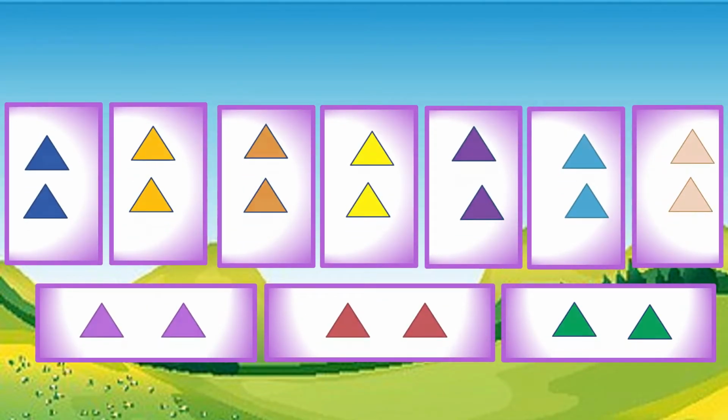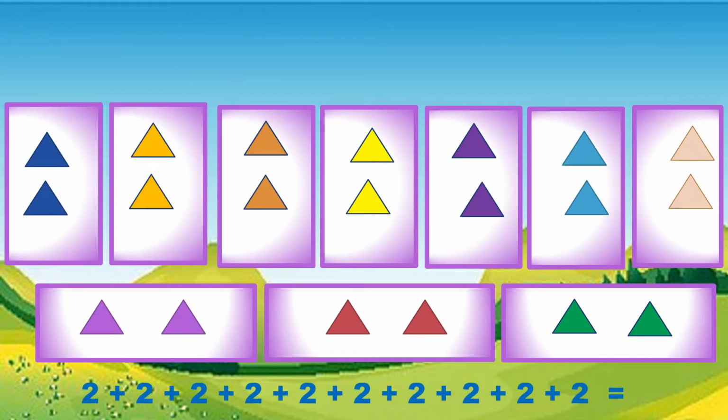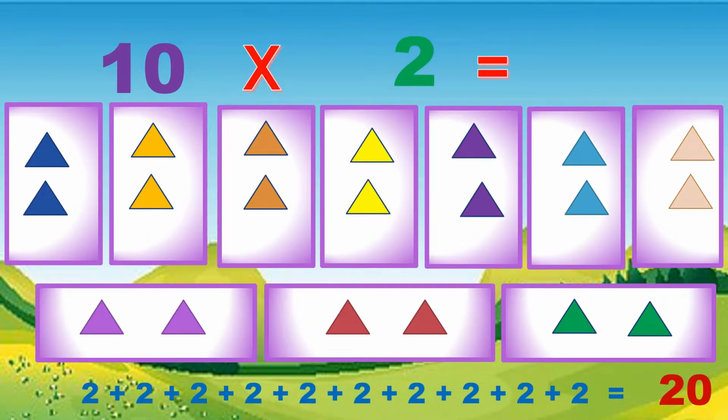10 sets of 2. 2, 4, 6, 8, 10, 12, 14, 16, 18, 20. 10 times 2 equals 20.